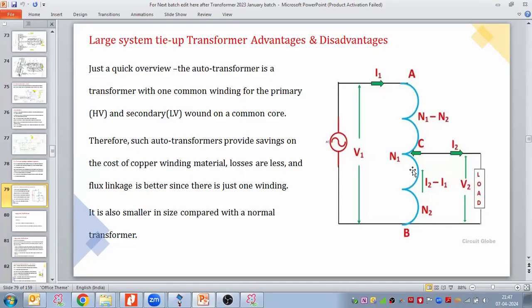And since there is one winding, losses are also reduced, and there is no problem of flux leakage. All the flux is directly electrically connected, so flux linkage is better since there is just one winding. It is also smaller in size compared with the normal transformer. So this is the advantage of the auto transformer, but there are some disadvantages as well.